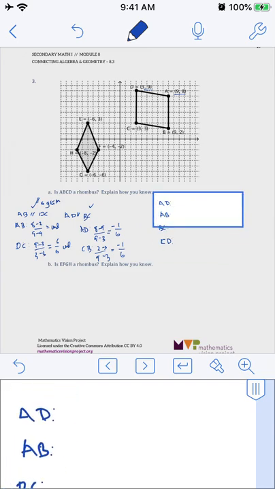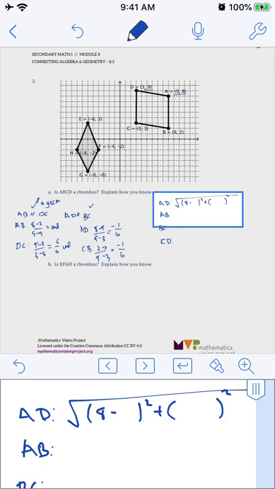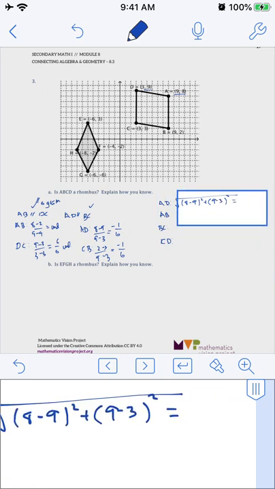I'll do one and let you guys handle the other. Okay, distance formula, A to D. We get 8 minus 9, 9 minus 3. Hey, that's similar to the slope formula I just did. So it's negative 1 squared, which is 1, plus 6 squared, which is 36, square root of 37. Do I need to take that to a decimal? Not really, because I just want to compare it to the other ones. I get square root of 37.